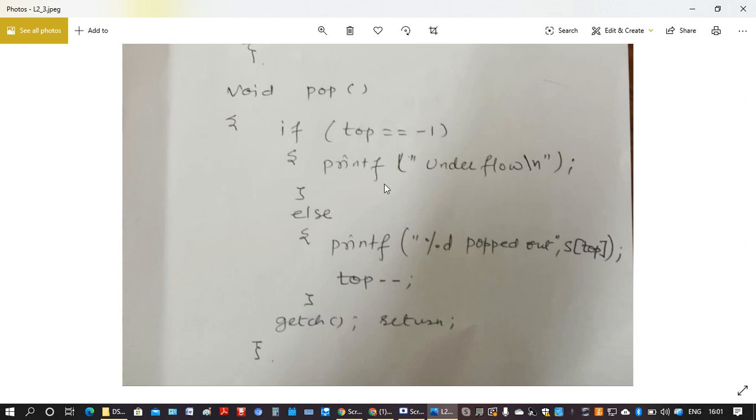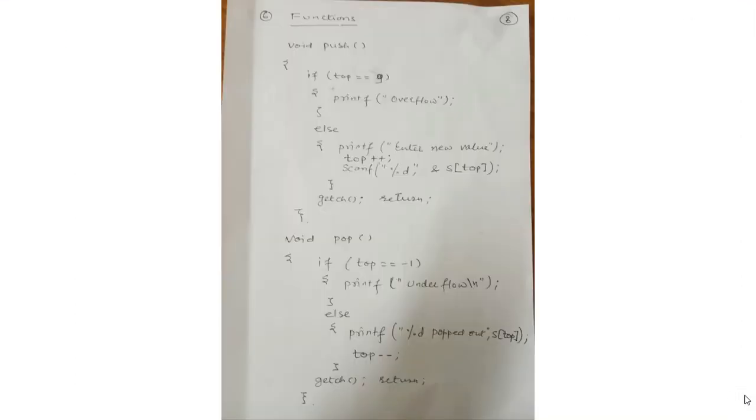So if top equals to -1, see this pop opens here, pop ends here. If top equals to -1, then you will say the message underflow, and else you will simply go to this printing message that this element is popped out. Some element is popped out here. This printf message, and then top is minus minus. So top is decreased. So in this way you have removed or eliminated one element from the stack.